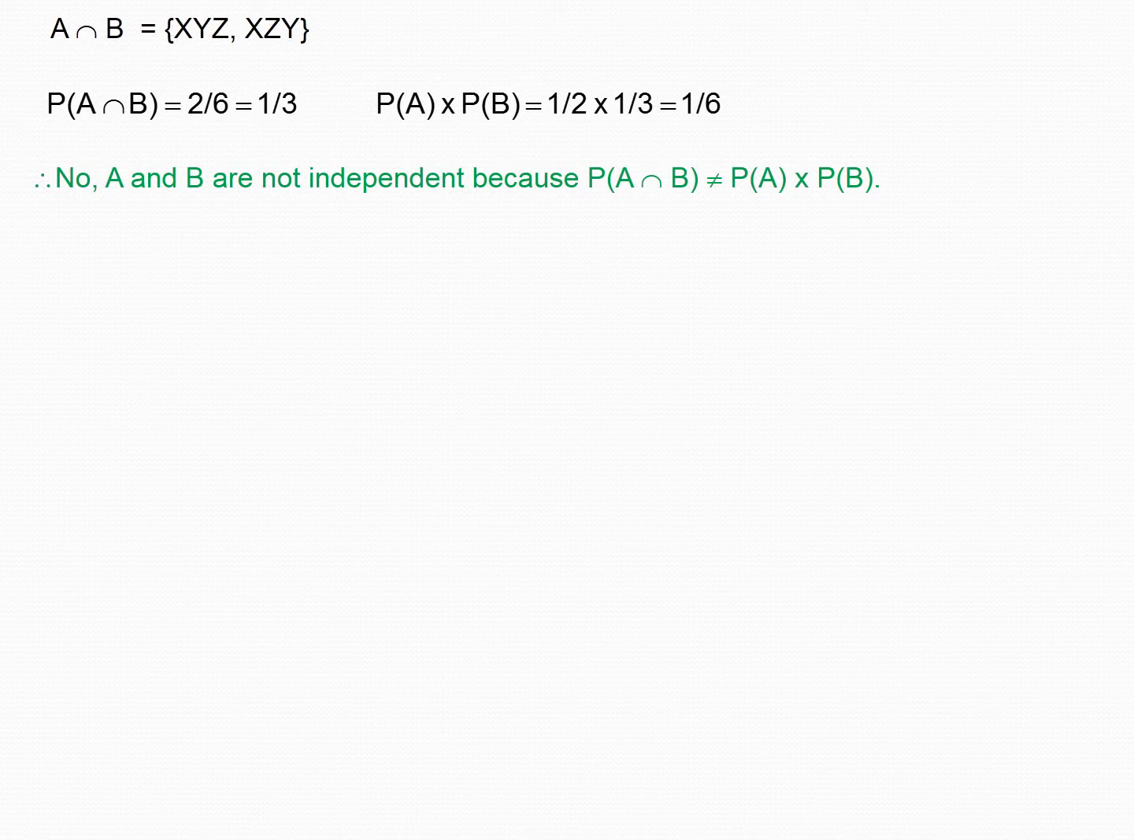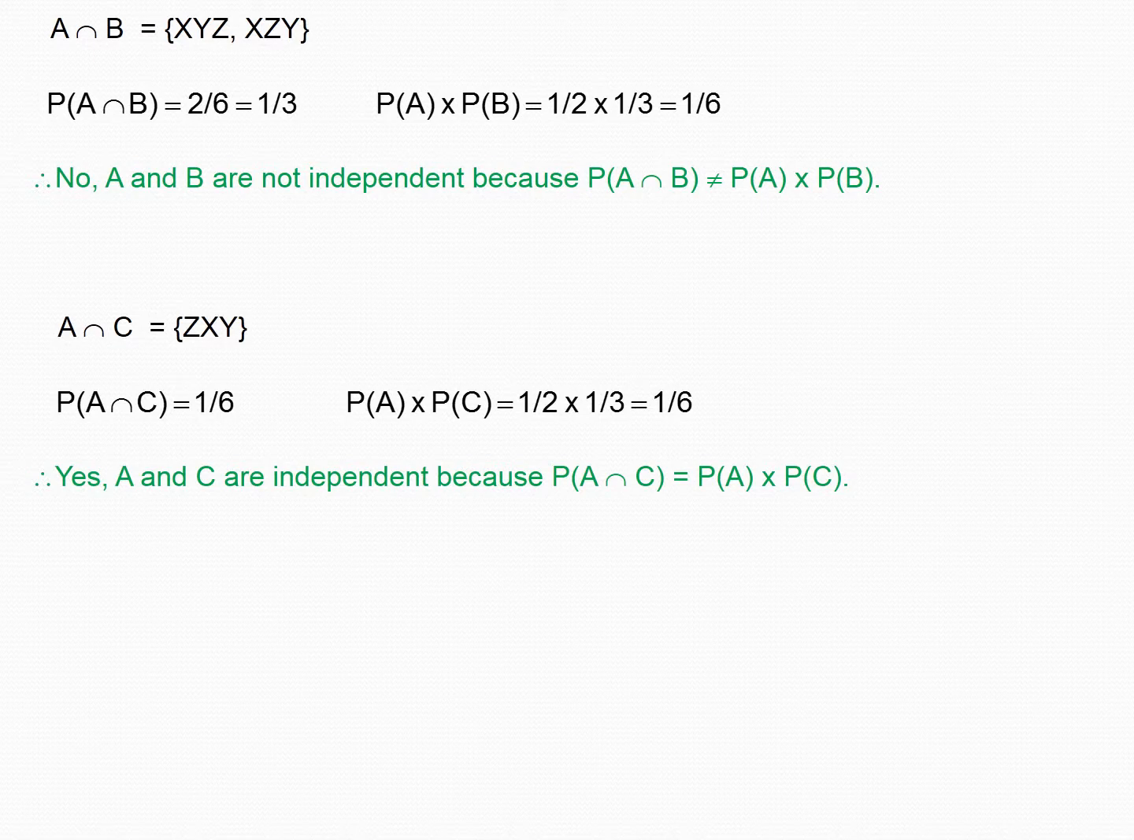If you look at the intersection of A and C, they will have 1 outcome in common. So the probability of that intersection will be 1 over 6. And if you multiply the probability of A and the probability of C, it will also be 1 over 6. So A and C will be independent events because the probability of the intersection will be equal to the probability of A times the probability of C.